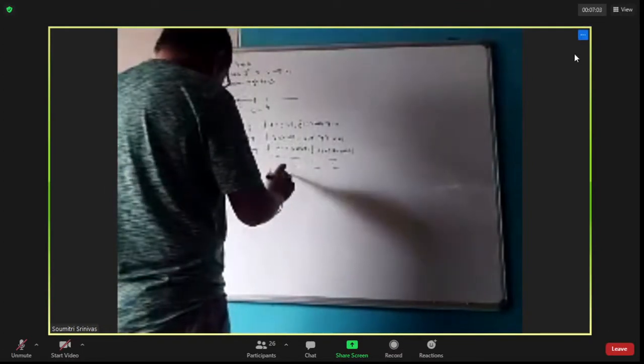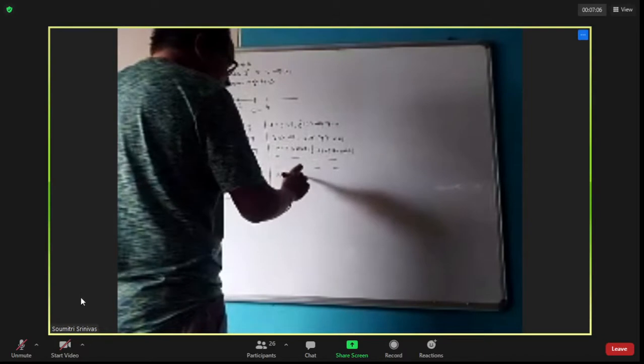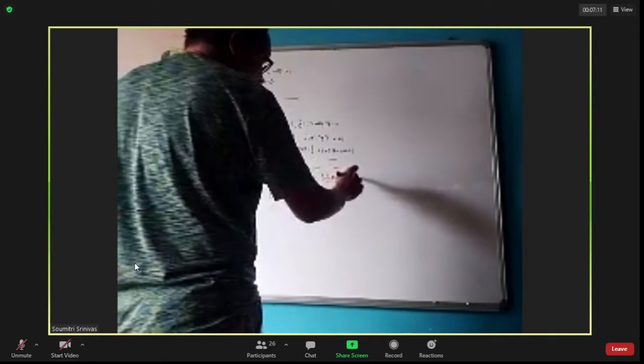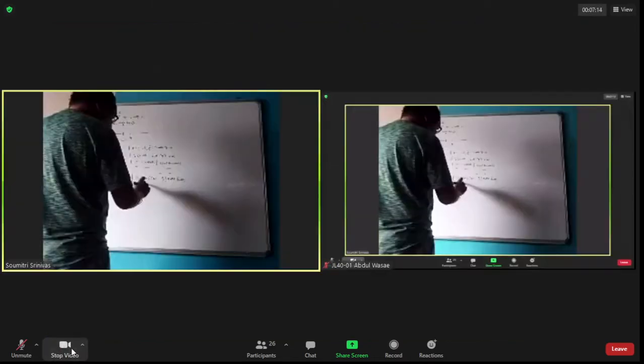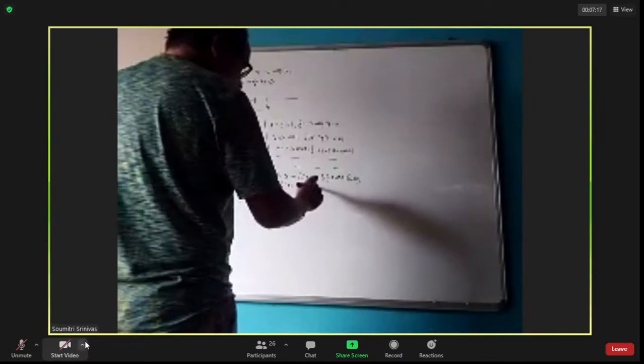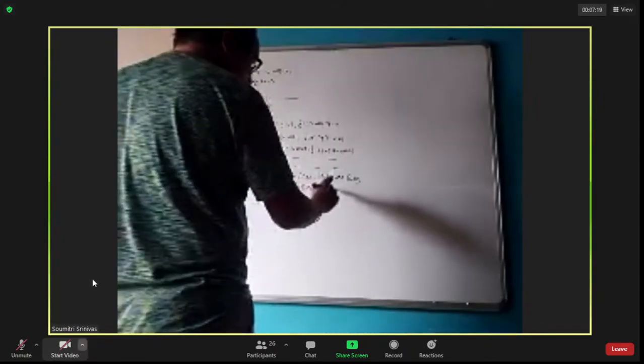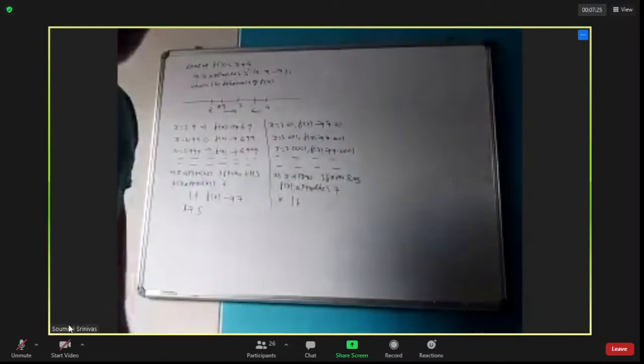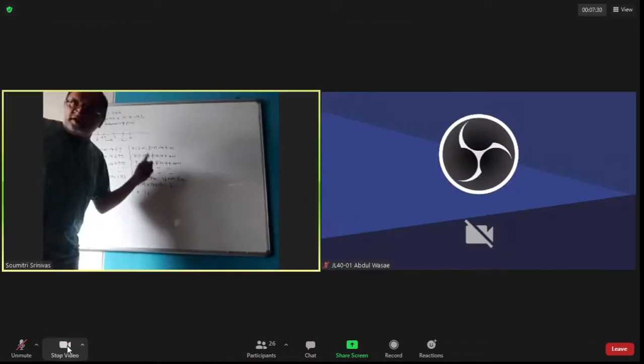As x approaches 3 from right hand side, f of x approaches 7. This is in language called English. Give it a mathematical form. What's a mathematical form? Limit as x approaches 3 from right hand side, f of x approaches 7.